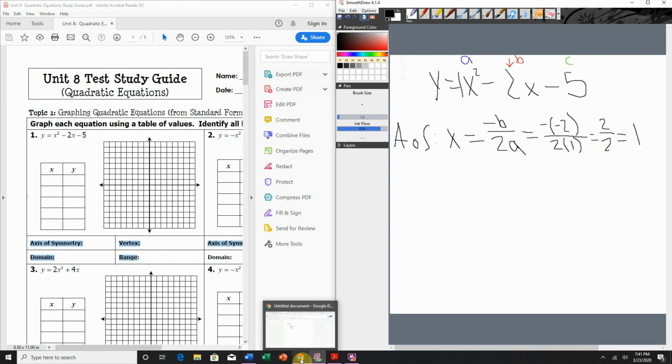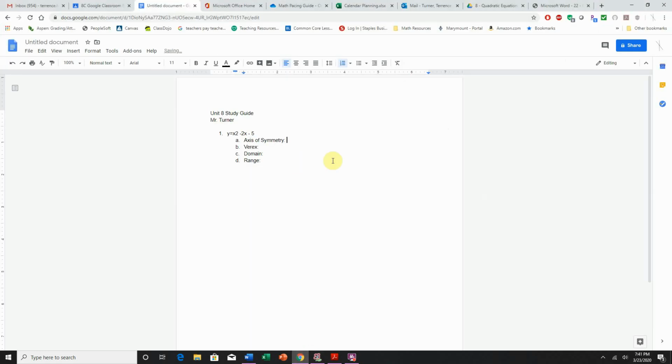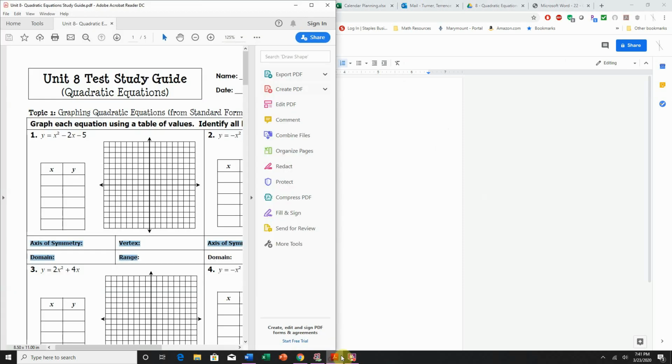A lot of you guys were forgetting that in class as well. So axis of symmetry, x equals 1. All right, so we're done with that part. Now we're going with our vertex.